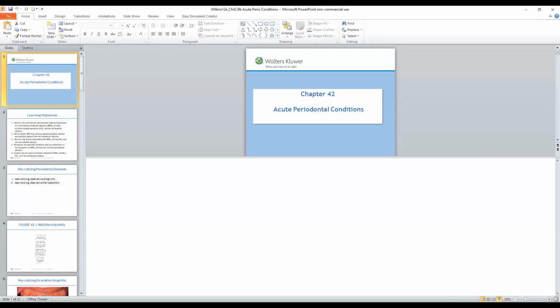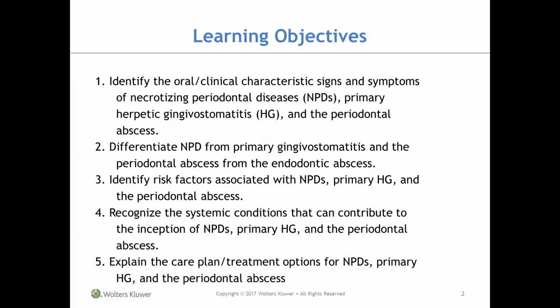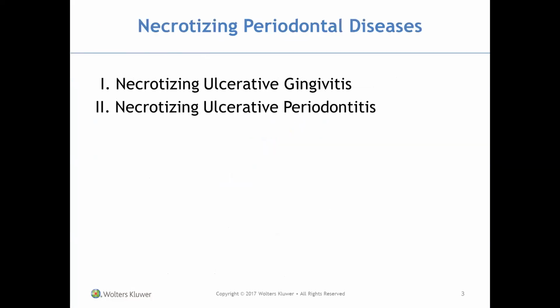We are going to be talking about the acute periodontal conditions, which hopefully is all a review for you. Learning objectives in front of everything, we're going to be able to distinguish and rule out one complication from another. So let's talk about the necrotizing periodontal diseases.